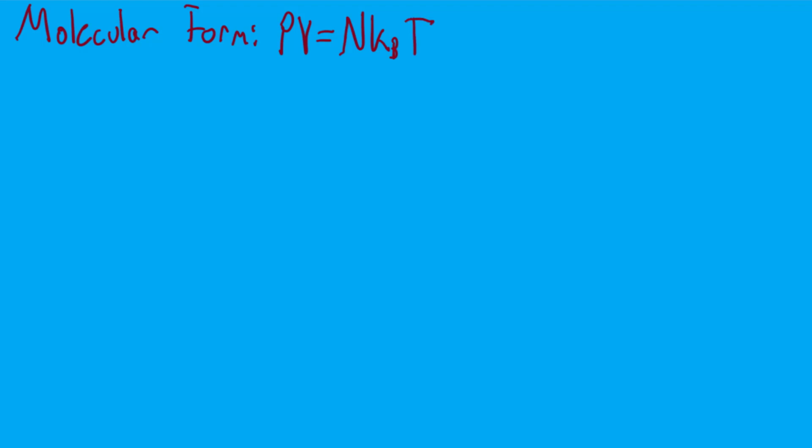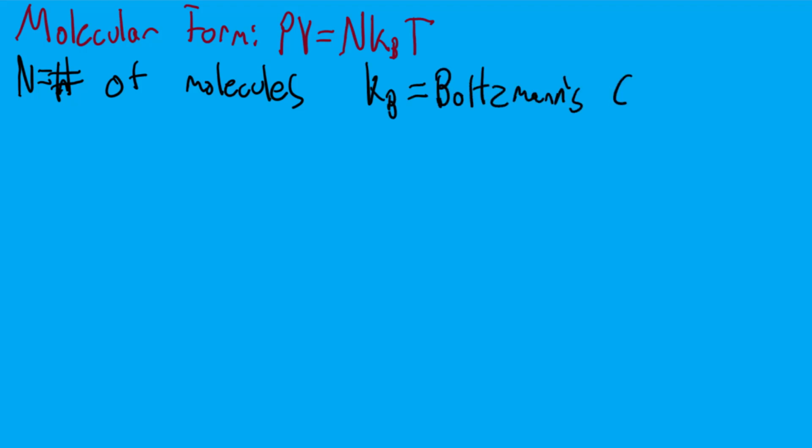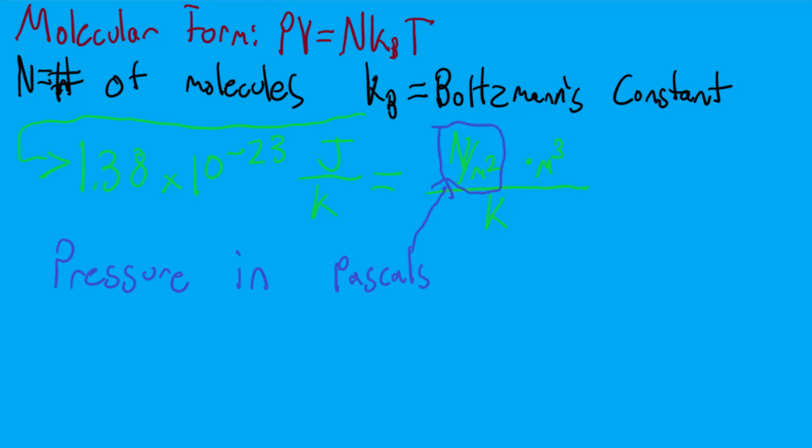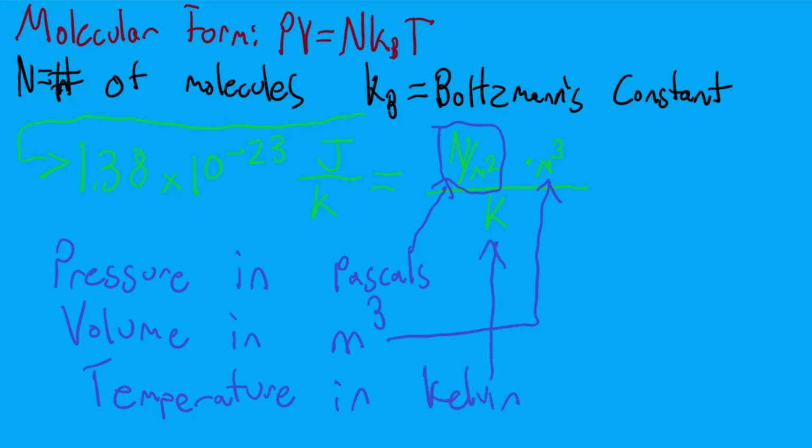It is called the molecular form because it involves the number of molecules, rather than the molar form, which involves the number of moles. For this formula, all the variables are the same except for capital N, which is the number of molecules, and Kb, which is Boltzmann's constant. Boltzmann's constant is 1.38 times 10 to the negative 23rd joules per Kelvin. We can break this into newtons divided by meters squared times meters cubed divided by Kelvin. If you use this formula, pressure will need to be in pascals, volume will need to be in meters cubed, and temperature will need to be in Kelvin. As you can see, the variables correspond to the units in Boltzmann's constant.